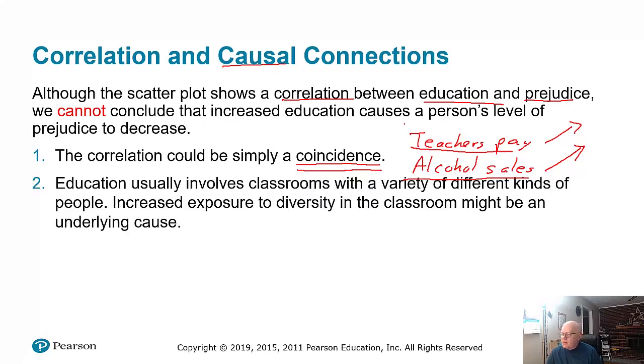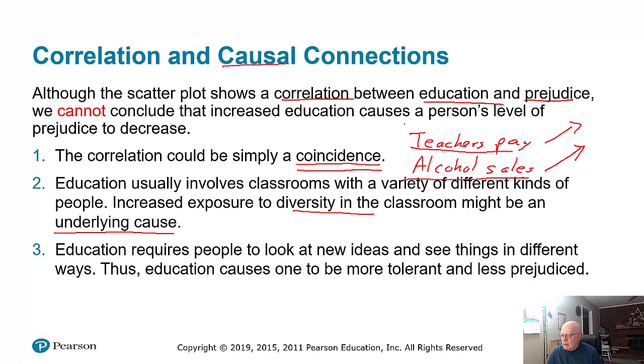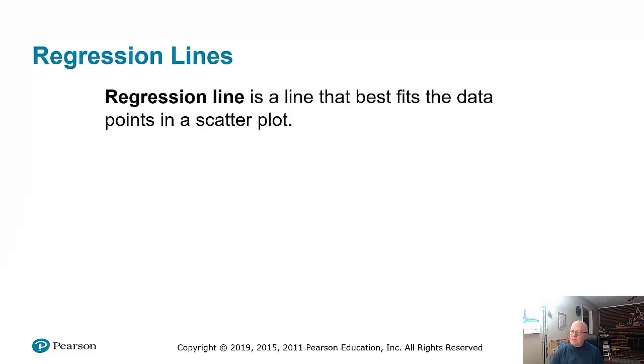So education involves classrooms with a variety or lots of different kinds of people. Increased exposure to diversity might be the underlying cause in this example from that picture. So education might make people look at new ideas and cause them to be less prejudiced. You'd have to do a lot more research on that to find out if there's a connection at all.